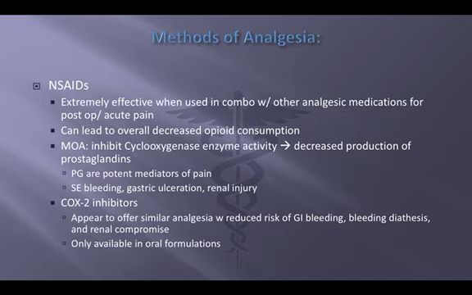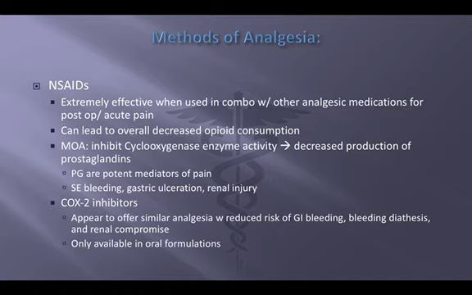So it's a COX inhibitor, which decreases the production of prostaglandins. Prostaglandins are the potent mediators of pain. However, they also help provide a protective coating to the stomach, so by blocking these, you may get gastric ulceration, and you may also get some renal injury with NSAIDs.